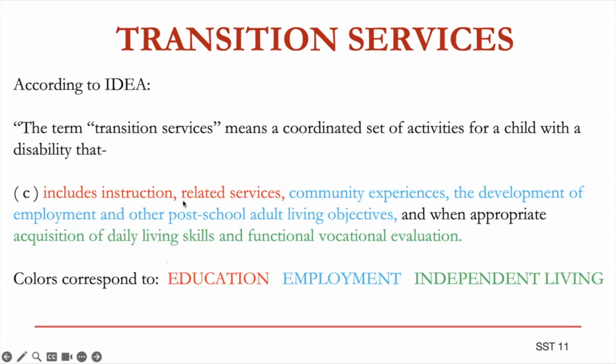So you'll notice I kind of separated it out by colors. When you read that definition, it specifically highlights those three areas of transition. Anything that involves instruction and related services would be activities and supports that could go underneath education. For the employment side of things, community experiences, development of employment and other post-school adult living objectives could go under employment. That post-school adult living objectives, as someone mentioned earlier, kind of overlaps with independent living as well. I couldn't make a two-tone color for the services there, but it could fall in both. And then when appropriate, that acquisition of daily living skills, functional vocational evaluation.